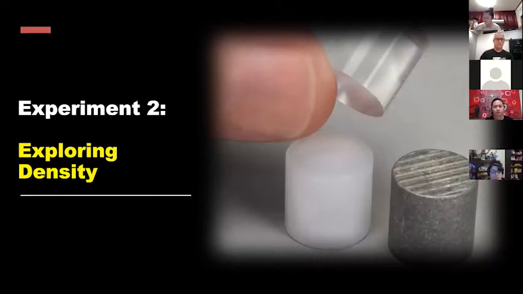Okay, so we're going to be looking at calculating density this evening. We're going to be looking at calculating the density of these solid objects, and we're also going to be looking at calculating the density of some liquids. And the liquids are going to be solutions that we ourselves are going to make tonight.